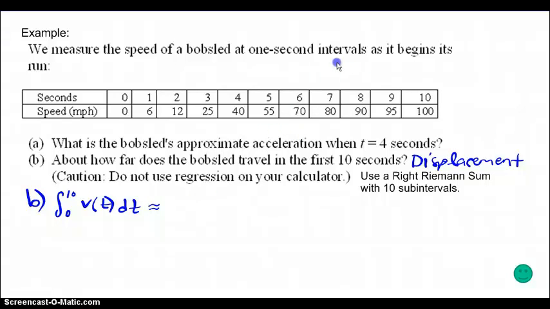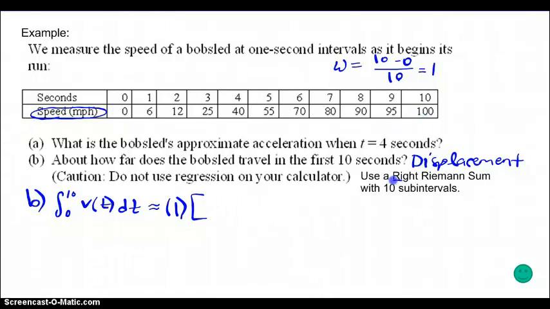So let's look at our widths. We have 10 subintervals, right? So we're going to break this up into 10 different intervals. So we start at our right endpoint, we subtract our left endpoint, and we divide by the number of rectangles we're going to have. So our widths for each of these rectangles are going to be 1. And our heights, we don't have to plug them into the function because our heights, our speed, is already given here for us. So we just need those heights.